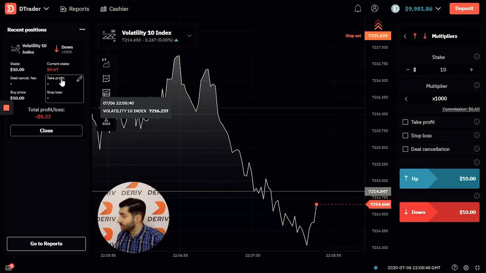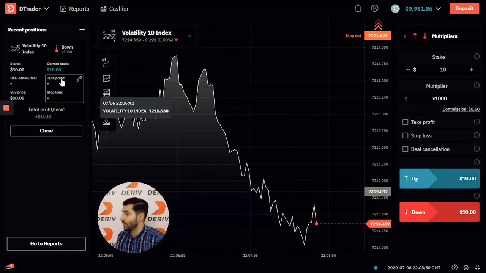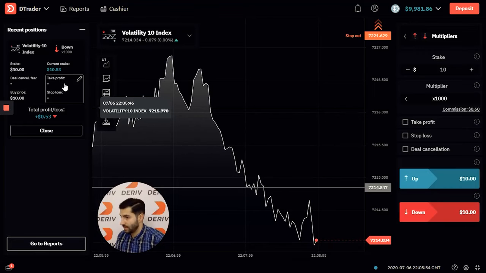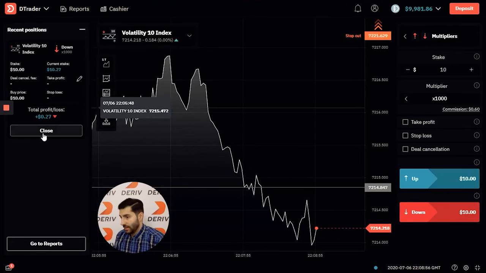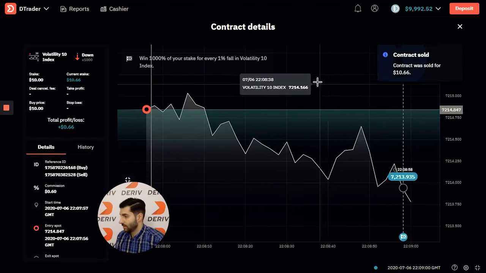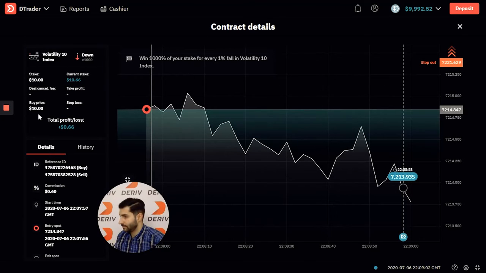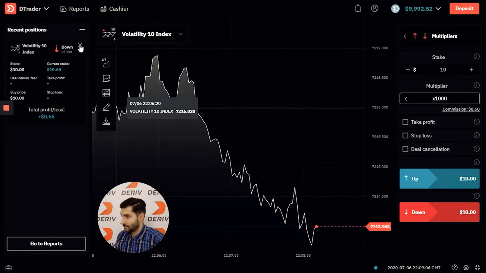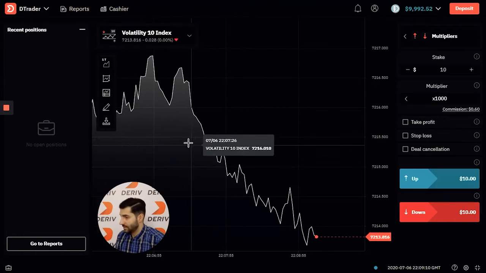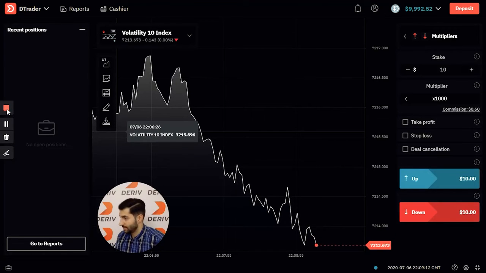Not with multipliers. This is an inbuilt feature, so the system will automatically close out your contract once that point is hit. I'll close this contract off here now. Once again, we can take a look at the graph and go back to the platform. Move this here. Okay, and let's take a look at how deal cancellation works next.